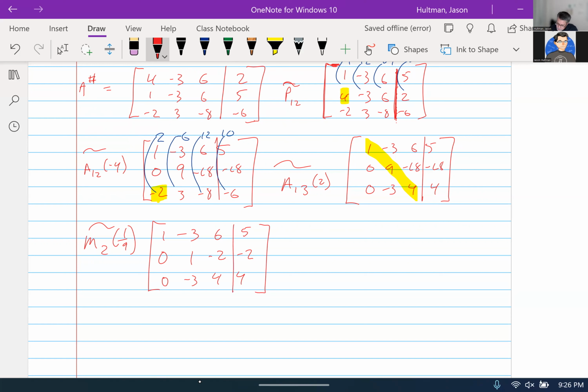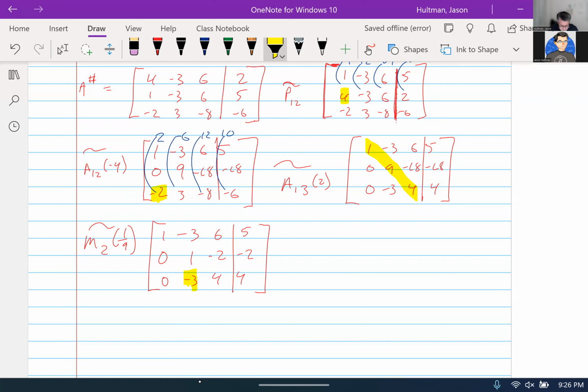Okay, so now I'd like to get this guy. For row echelon, I just want a lower triangular matrix. So I just have to next work on getting this -3 to be 0. So how can I get that -3 to be 0? Well, I'm going to multiply row 2 by 3 and add it to row 3.